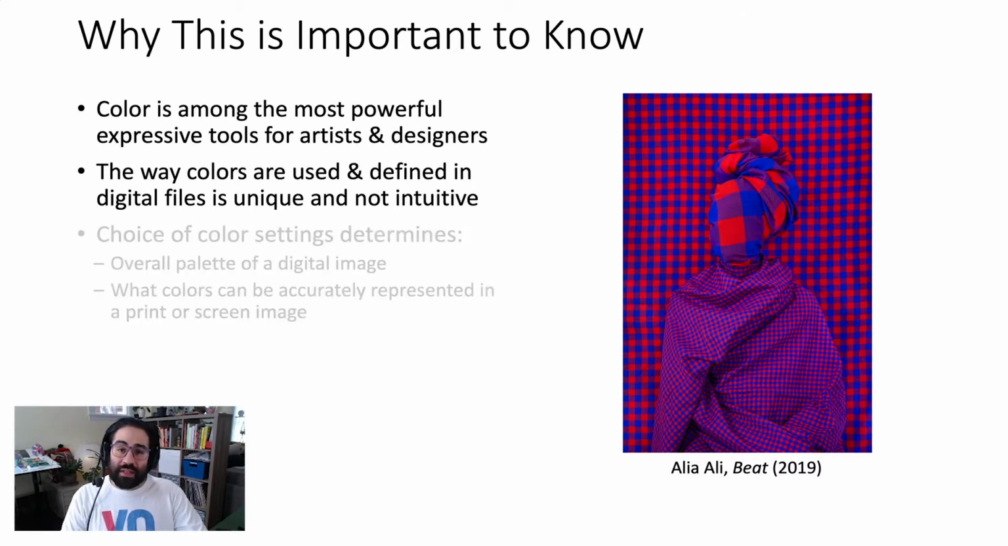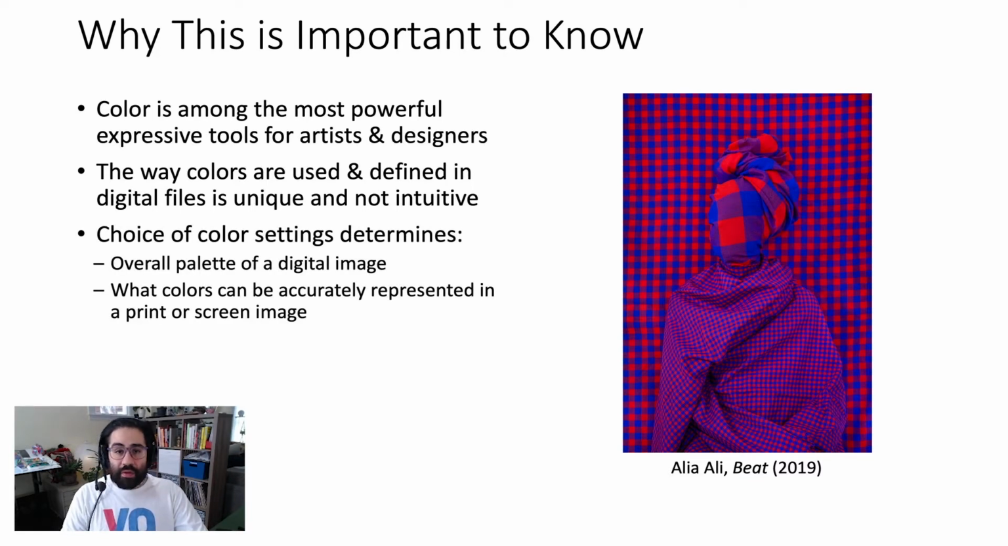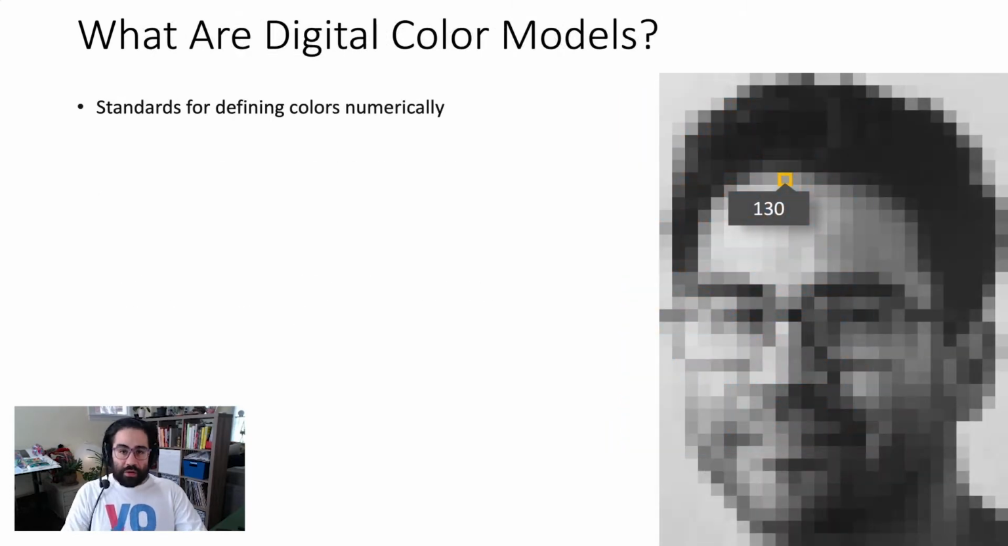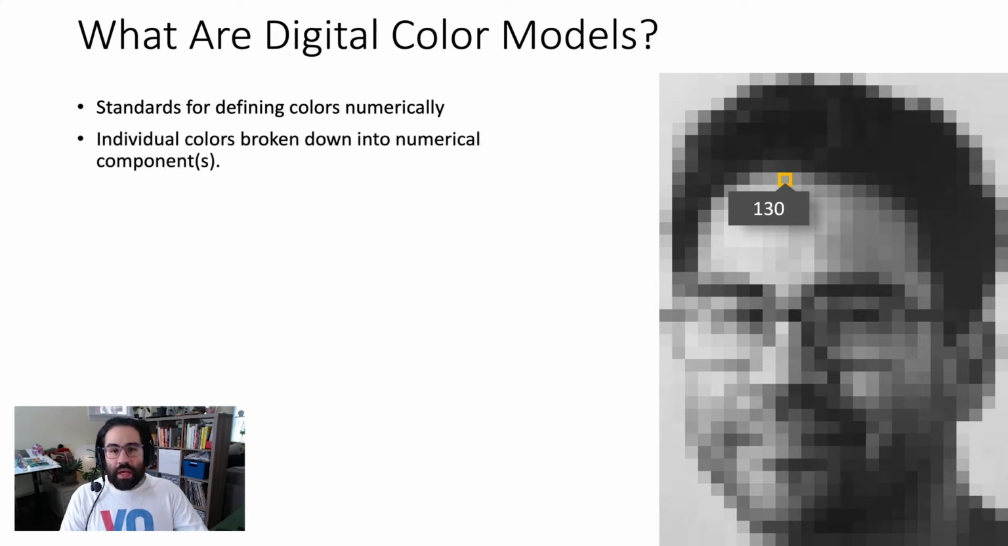Your choice of color settings is important, and it might determine what colors can or can't be shown in a print or a screen image. Digital color models are standards for defining colors numerically. They give us a predictable way to break down individual colors into one or more numerical components that define them.